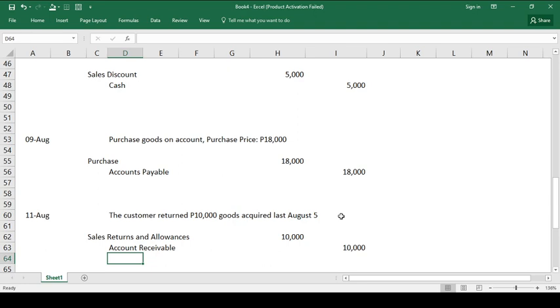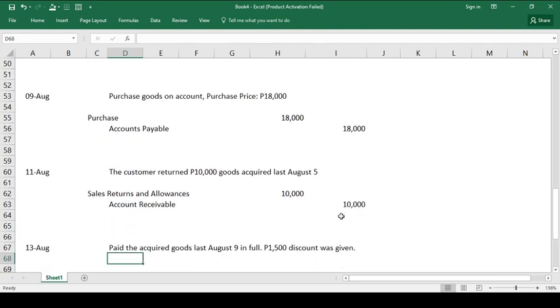Sir, what if the August 5 transaction was a cash transaction? Well, we have the same debit but the credit will be cash, kasi i-refund po natin yung cash na binayaran niya nung last August 5.